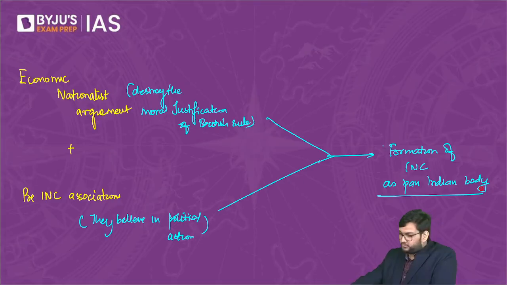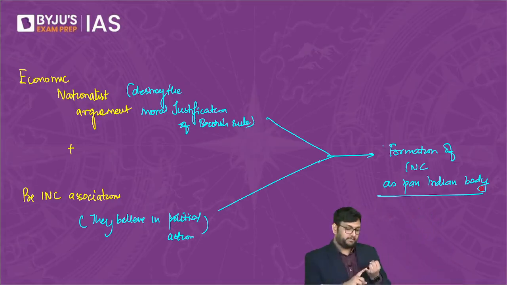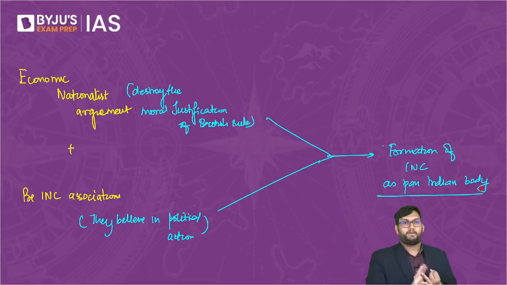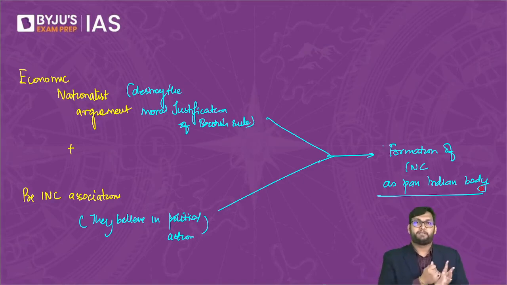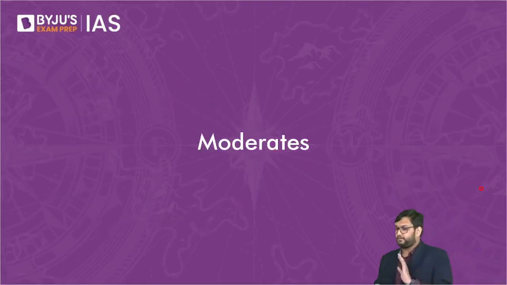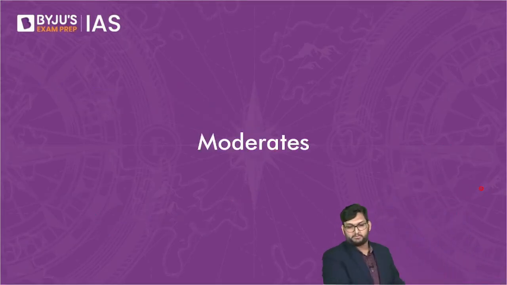So we have understood the consequences of crown rule. We've understood what is nationalism. We've understood what you mean by the concept of nationalistic feeling. We've understood the reasons why nationalism is rising. We discussed the pre-INC organizations. We discussed the myth of its origin. We've now discussed two basic building blocks which allowed for the formation of the INC: economic nationalistic critique and the pre-INC associations. Yes? Can I go into moderates? Last discussion for today.